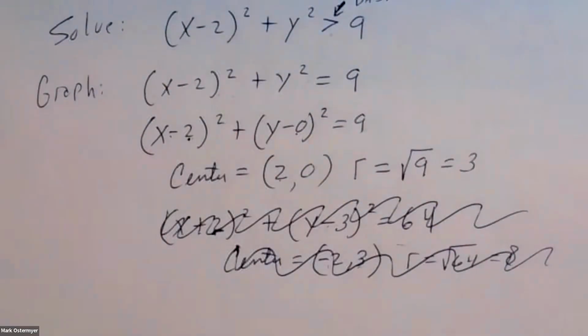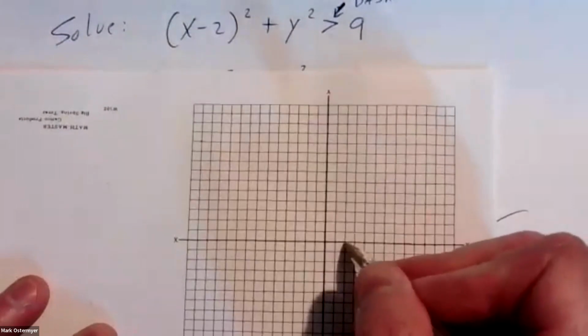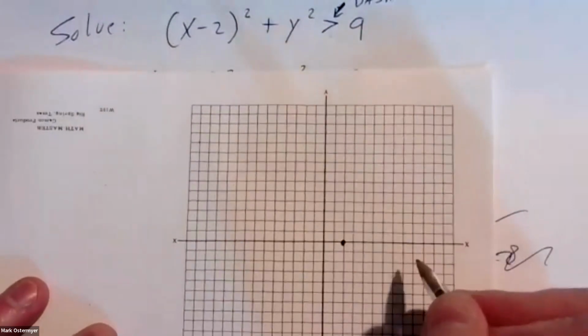So take a piece of graphing paper and we will try to graph that circle here. So my circle is centered at (2, 0) right there, and the radius is 3.